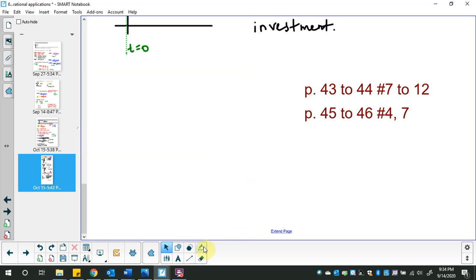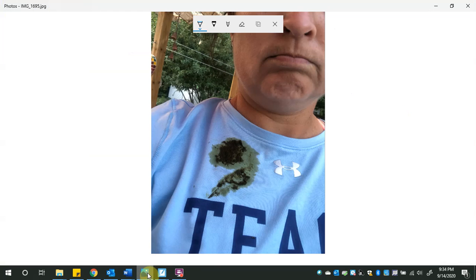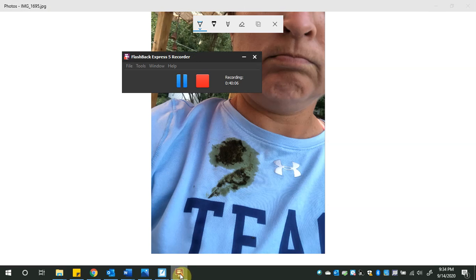Anyways, good night. I will leave you with that. I really hope the stain comes out because I really do like this t-shirt. Anyways, take care. Bye-bye.